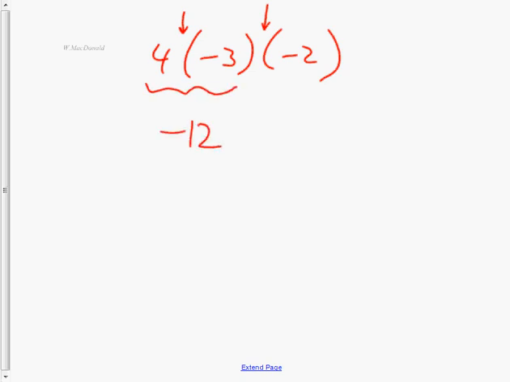Negative 12 multiplied by negative 2 would be my next line. Then I'll have 12 times 2 is 24. Same signs, both are negative. That means I have a positive answer, so my answer is positive 24.